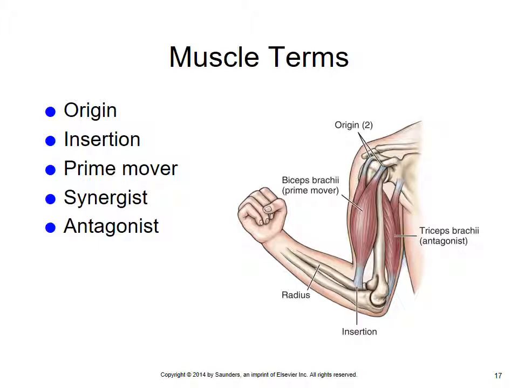The next term is synergist. So what is a synergist? A synergist is a muscle that works with other muscles. Antagonists help return the body parts moved by synergists and prime movers back to their original positions. They oppose the action of another muscle. So in this figure, you see the biceps brachii contracts to flex the forearm. To extend the forearm, the triceps contracts while the biceps brachii relaxes.